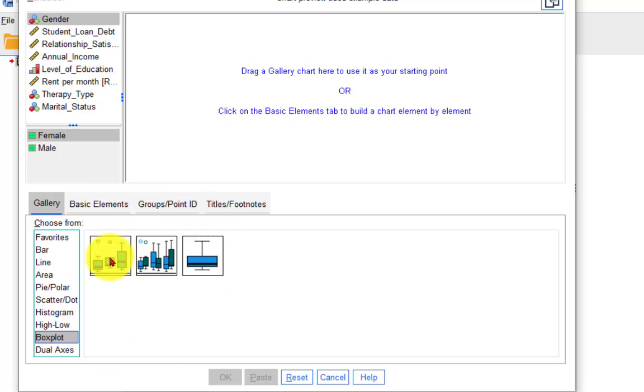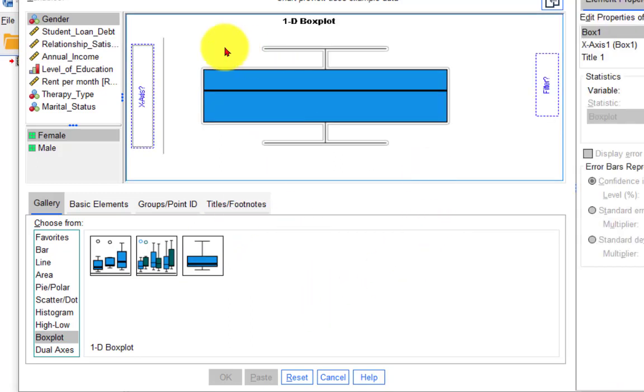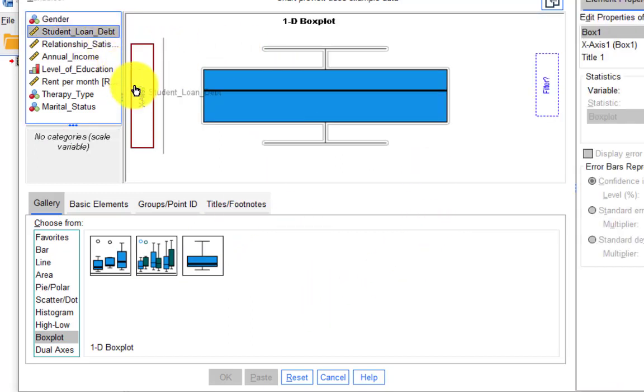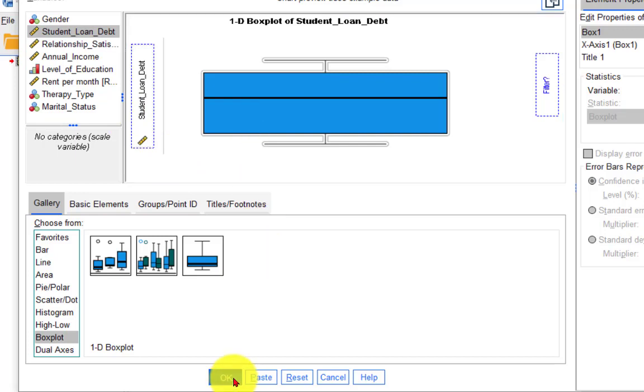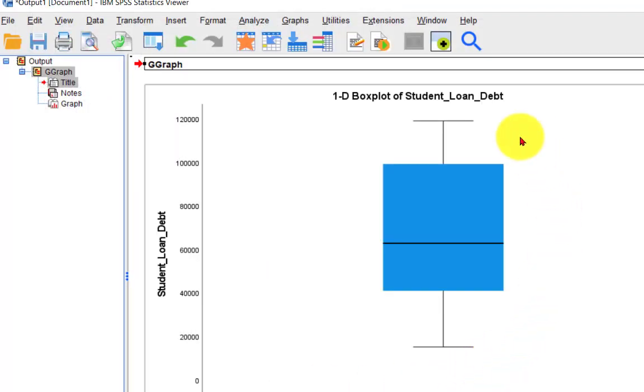This does multiple box plots. Again, I'm not going to do the fancy ones. This is a single box plot. We can grab it up, put it up there. And so we're going to do student loan first. Boom. And then let's put that in there. And there's your student loan box right there, right?